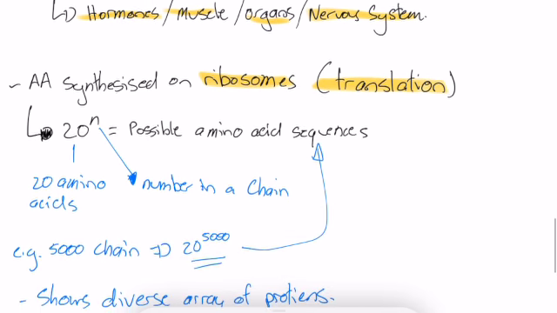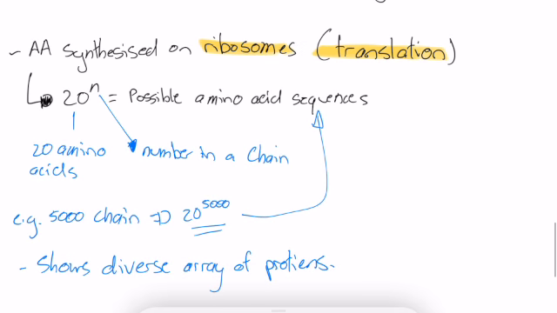Now, we know there is a very, very diverse array of the orders in which amino acids can be placed. Obviously, there are 20 amino acids, and this formula effectively shows the possible amino acid sequences and how it is extremely different dependent on how many are in a chain. So as an example, for a 5,000 amino acid sequence, you're going to have a massive number of 20 to the power of 5,000 possible amino acid sequences.